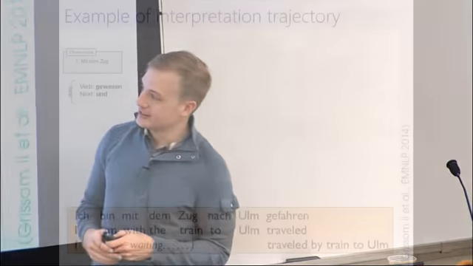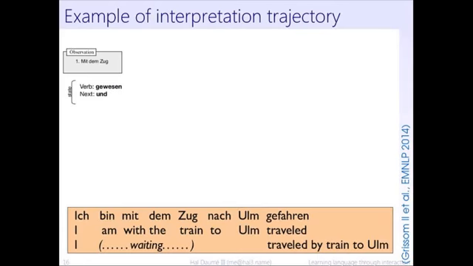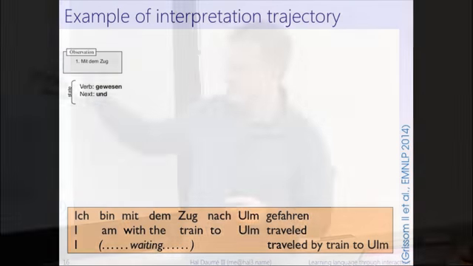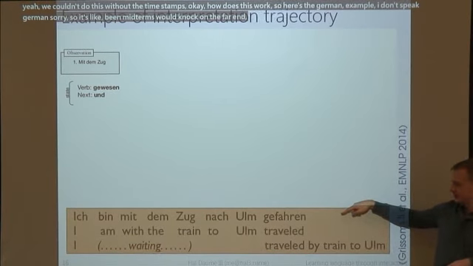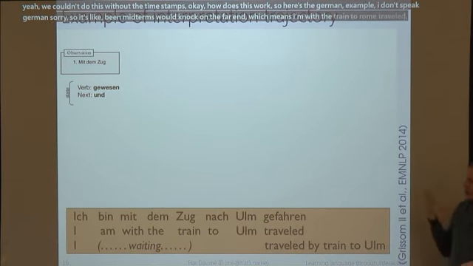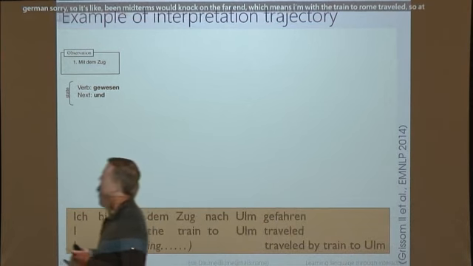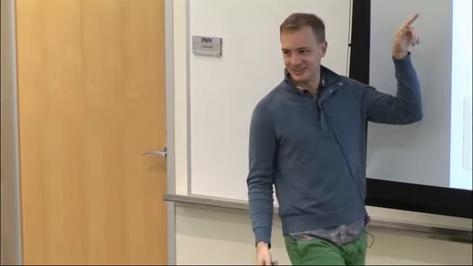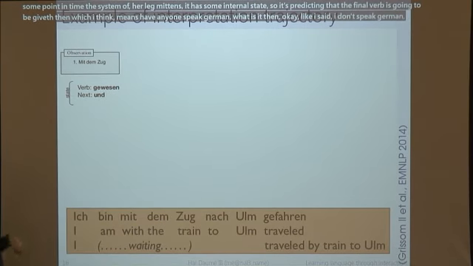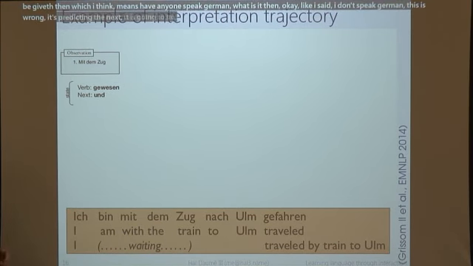Okay, so how does this work? Here's a German example. I don't speak German, sorry. It's like, ich bin mit dem Zug nach Ulm gefahren, which means I am with the train to Ulm traveled. At some point in time, the system will have heard mit dem Zug. It has some internal state. It's predicting that the final verb is going to be gewesen, which I think means have. Does anyone speak German? What is it? Ben. Okay. Like I said, I don't speak German.